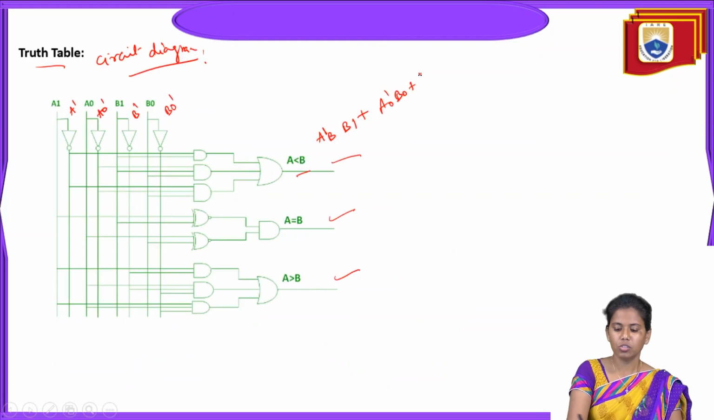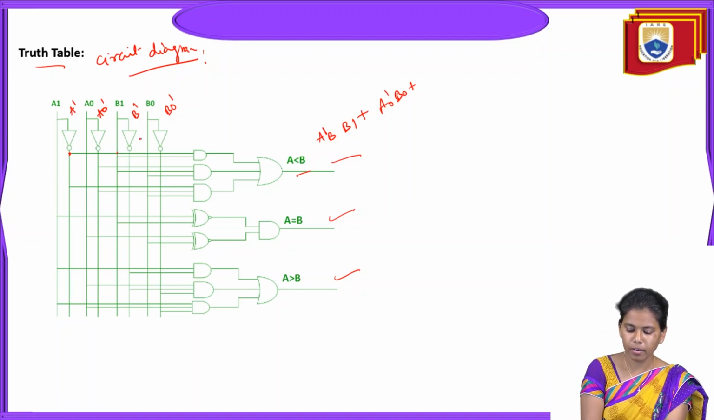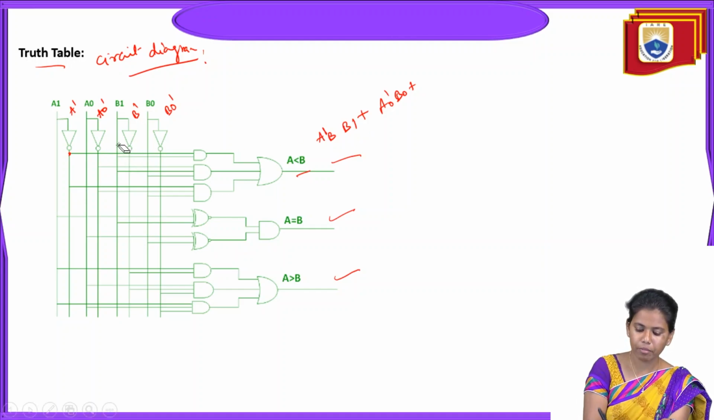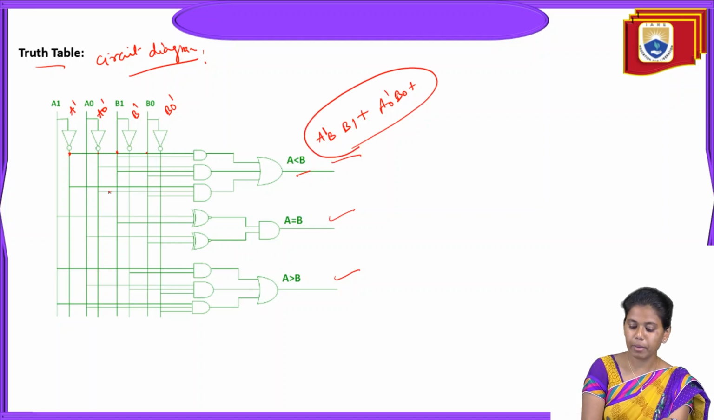So this is A1 bar, and then this is B1. Then B1 bar. A1 bar B plus A0 bar is connected, and then B0. After this, using this expression for A less than B, I am able to draw the circuit. So here, if you see A0 bar B0, B1 is connected, and then B0 as well is connected.